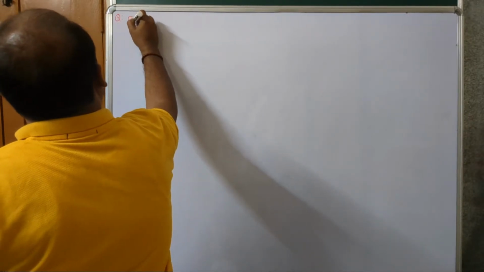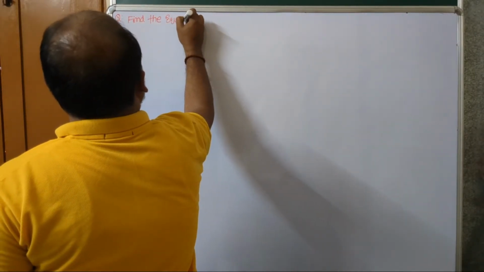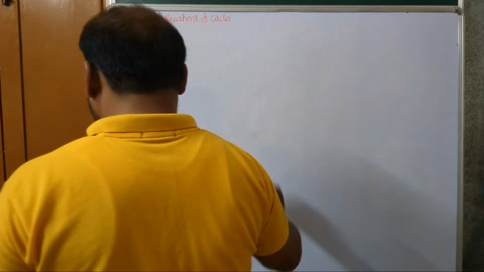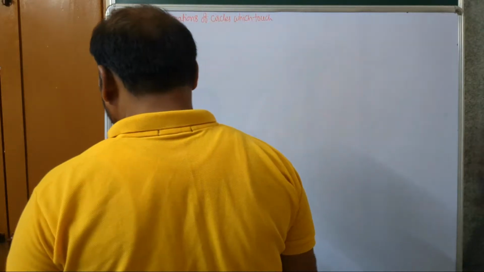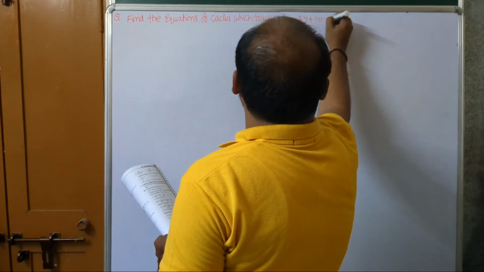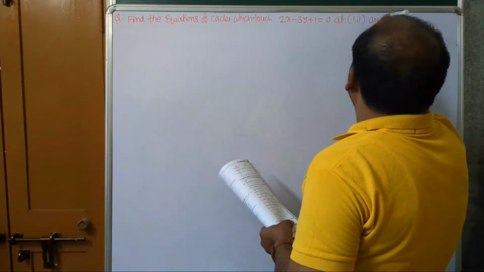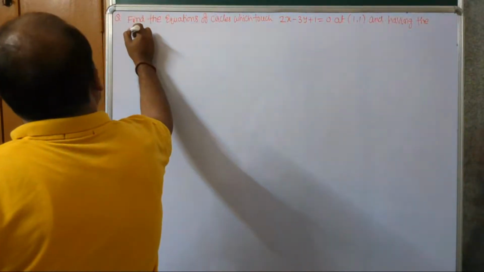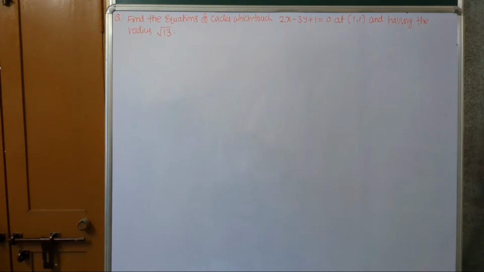Find the equations of circles which touch 2x minus 3y plus 1 equal to 0 at the point 1, 1, and having the radius root 13. It is a good question.